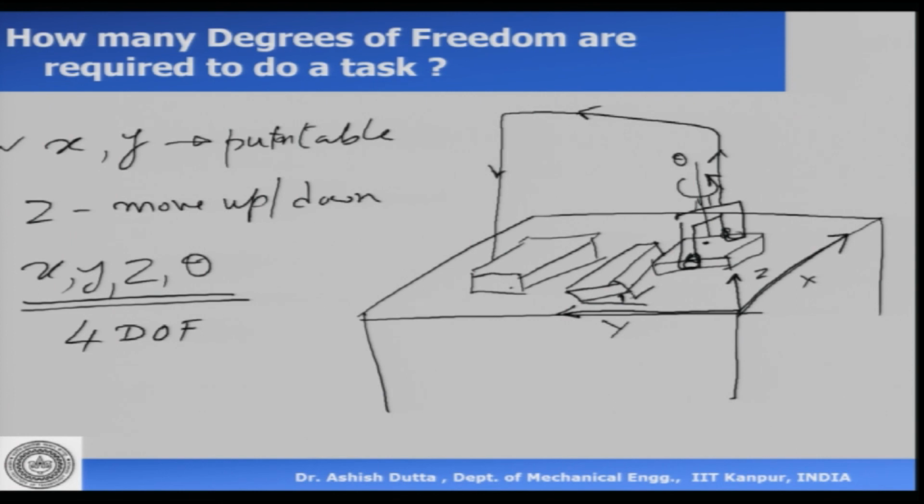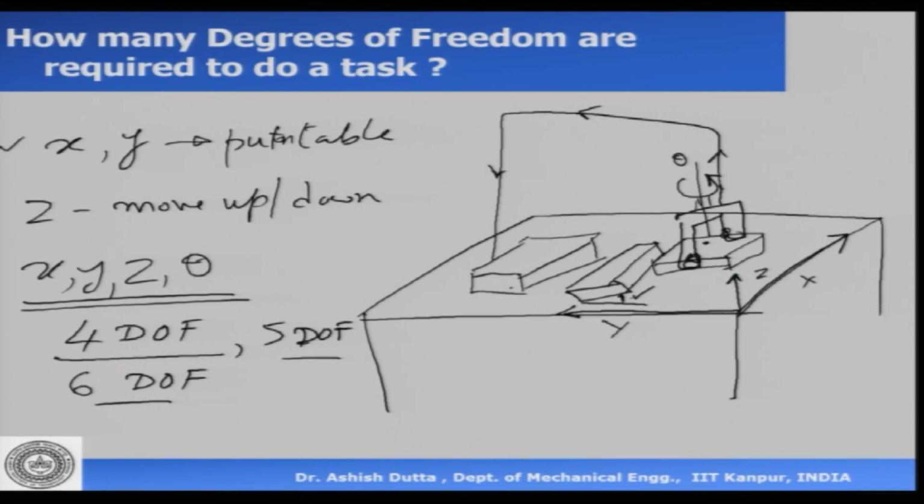If you want this angle, then it is 5. If you want 1 more angle here, then it is 6. So, essentially for robots, the minimum you can have is 4 degrees of freedom to catch an object and place it somewhere. And if you want to include all the degrees of freedom of the object, then it is 6. So, normally we have 4, 5 degrees of freedom or 6 degrees of freedom, depending on the task that is required.